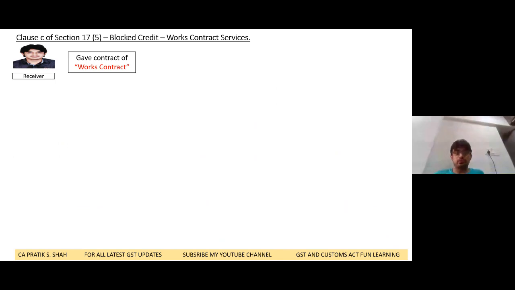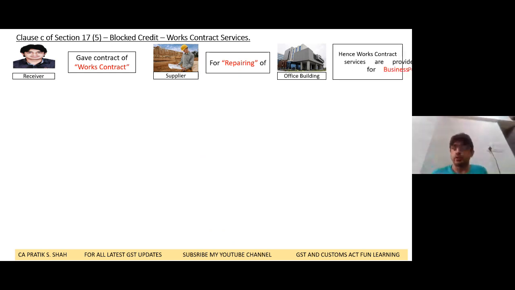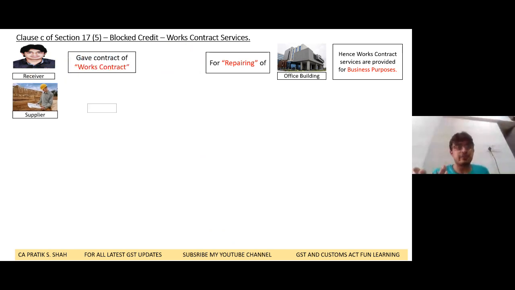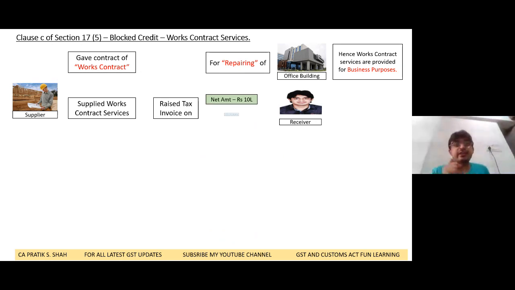Second, I am a receiver. Again, I awarded you a works contract for repairing of the office building. This time it's just my existing building, you are repairing it for my business. Now you supplied works contract service. You raised an invoice on me of 10 lakh plus GST of 1 lakh 80. This time there is no new construction. It is a repairing. Correct.